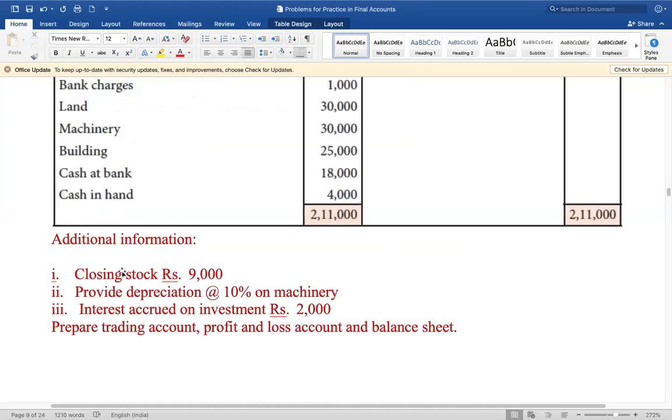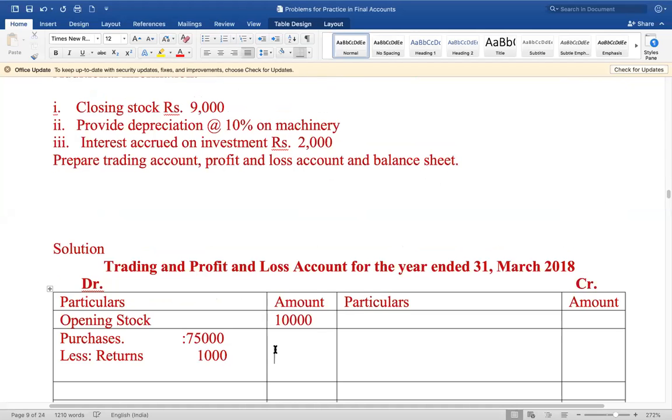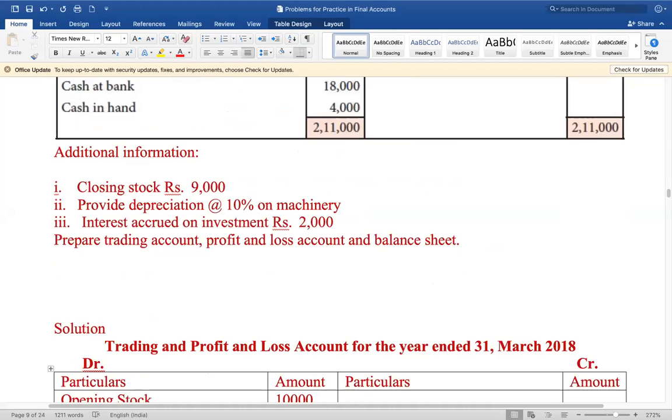Okay, look at this one. Returns outward, 1,000. So purchases less purchases returns 1,000, and what is the net amount? The net amount is 74,000. Okay, 74,000.